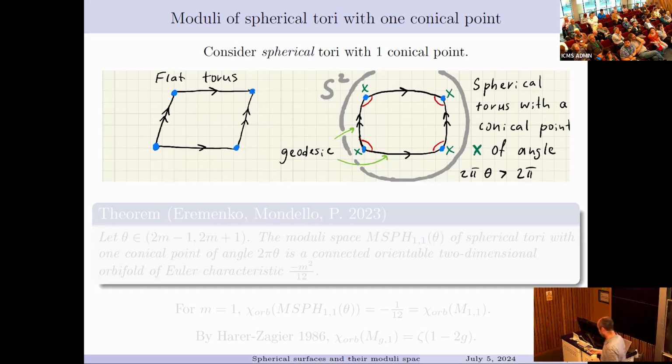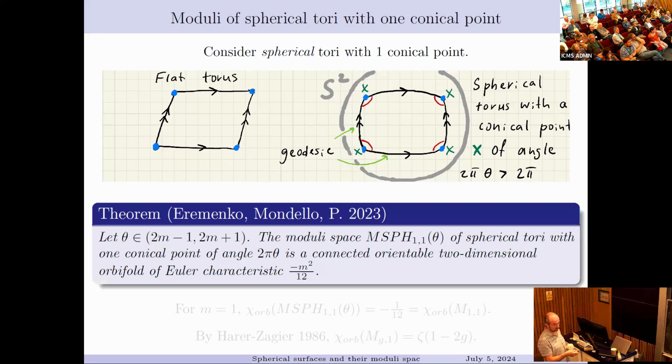We want to understand all of them, and so now here is the theorem. It was published in 2023. I want to explain this theorem. Suppose your angle theta is non-integer. Then this moduli space of spherical tori with one conical angle is a connected two-dimensional orbifold of Euler characteristic minus m squared divided by 12. I think I have time. I want to tell you what this minus m squared divided by 12 is.